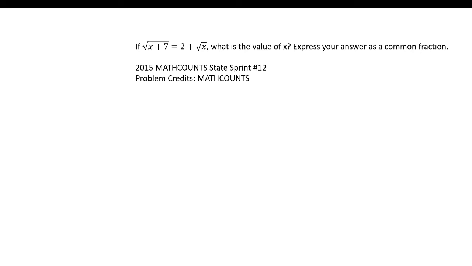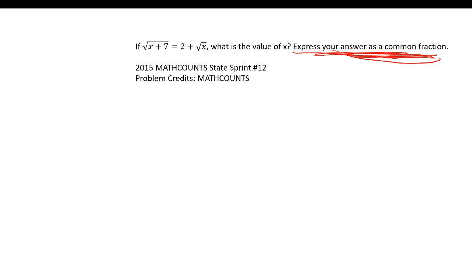Okay, so we have the square root of x plus 7 equals 2 plus the square root of x. What is the value of x? Express your answer as a common fraction. Okay. So we can expect our answer to be a little bit crazy, because we need to express it as a common fraction. That's what it means in MATHCOUNTS. A good problem-solving strategy is to always look at the end. Don't be scared if you have a crazy answer, like a decimal or a fraction. Read the end part, and you'll see what you need.